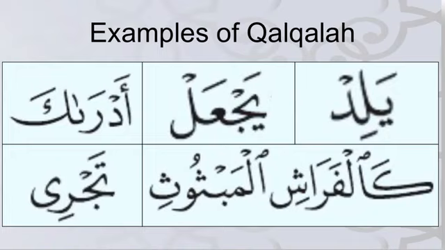Now let's move on to some examples of qalqala. The qalqala letters were qaf, ta, ba, jim, dal. And these are some examples of the qalqala.